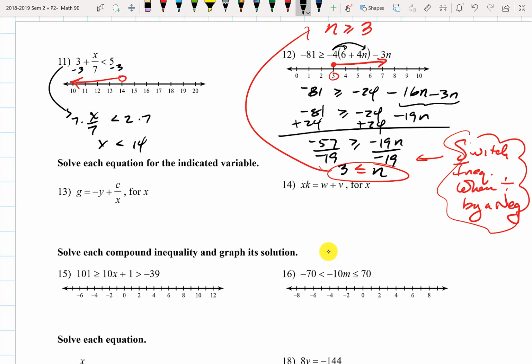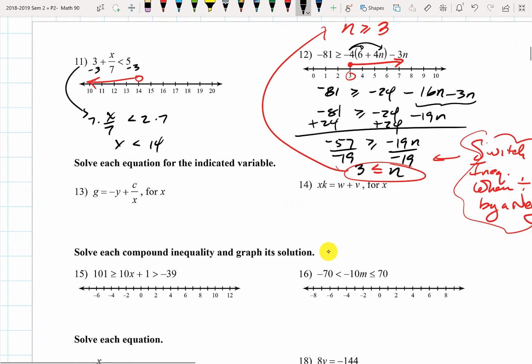Okay, on this one here, we're going to solve for x, so let's highlight it and let's see how we're going to handle this one here. So x is in the denominator. So the first thing I'm going to do is add the opposite. I'm going to isolate the fraction. So I get g plus y is equal to c divided by x.